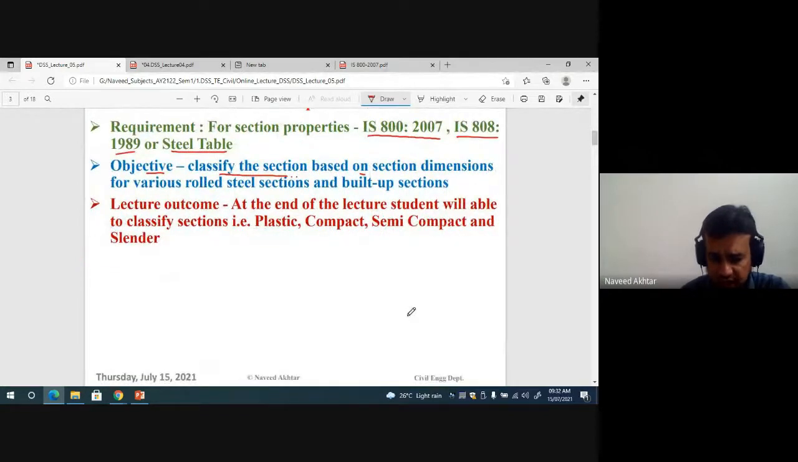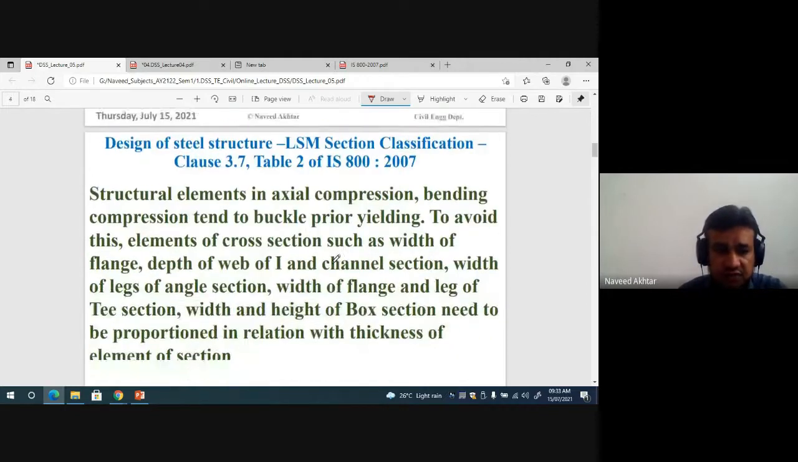The section is classified into different classes, that is plastic, compact, semi-compact, and the fourth one, slender. So how many classes can you observe here? First one is plastic, second one is compact, third one is semi-compact, and fourth one is slender section. So these are the section classifications. We will see them one by one.